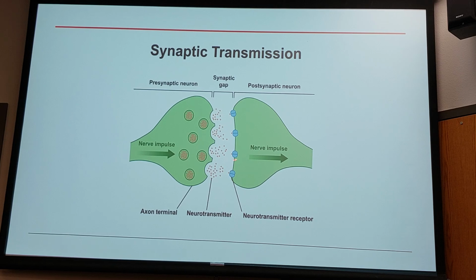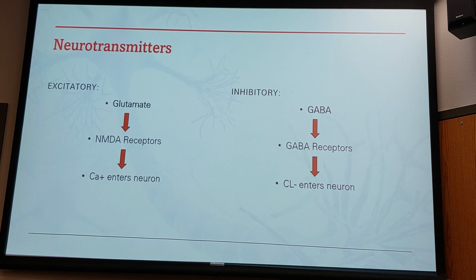So if it's gonna open and allow it through, then we continue on with an impulse. If a different channel opens up with a different type of neurotransmitter, it's gonna slow down the action of that nerve cell so the electricity doesn't continue on. That's where this slide is gonna explain that a little bit more.